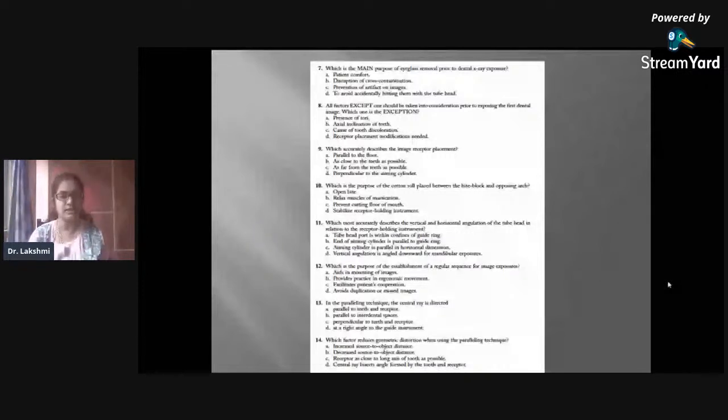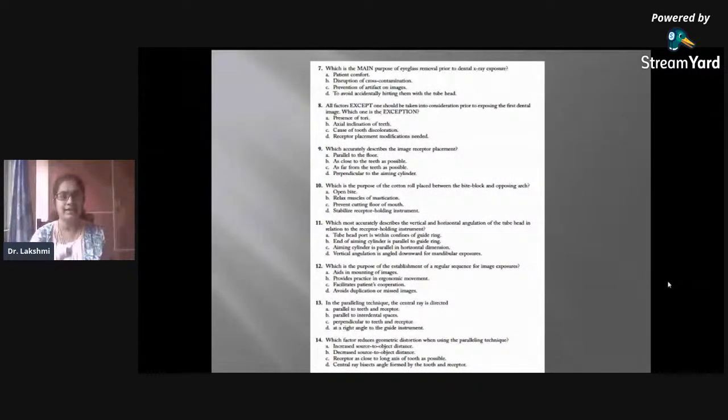Eighth question, all factors except one should be taken into consideration prior to exposing the first dental image. Which one is the exception? Eighth one, option is C, cause of tooth discoloration. Okay, and ninth one, which accurately describes the image receptor placement? Okay, option is C, as far from the teeth as possible. So ninth one, option is C.